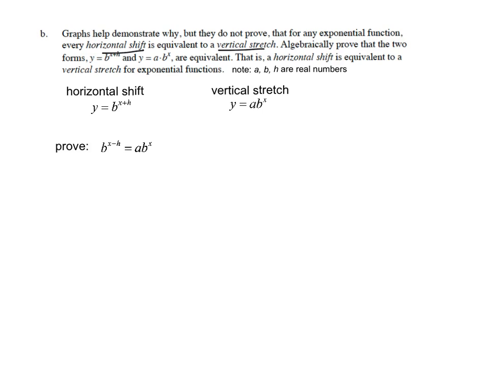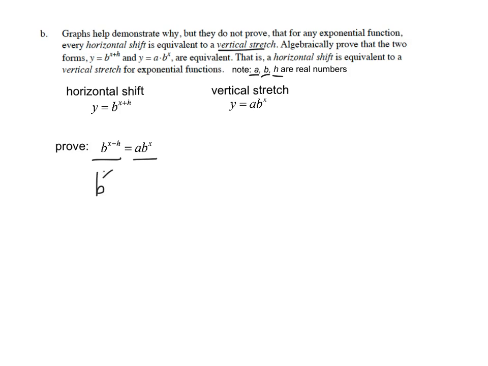Algebraically prove that the two forms y equaling b to the x plus h and y equaling a times b to the x are equivalent. That is, a horizontal shift is equivalent to a vertical stretch. So I'm going to prove that b to the x plus h is the same as a times b to the x. Now we're noting that a, b, and h are all real numbers.